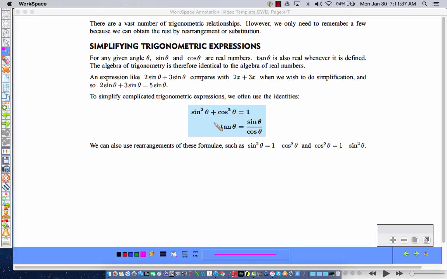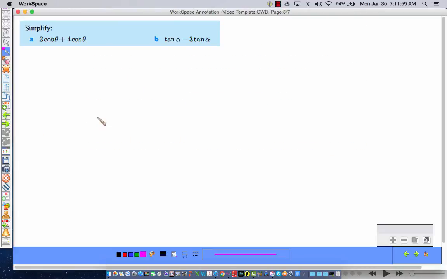Trigonometric relationships or identities. Sine squared plus cosine squared is equal to 1 is one of them, and tan theta is equal to sine theta over cosine theta. Also with this relationship, a little bit of algebra: if I subtract cosine squared from both sides, I get sine squared equals 1 minus cosine squared, and similarly cosine squared equals 1 minus sine squared. So when we get into some nasty trigonometric equations, that can help us.